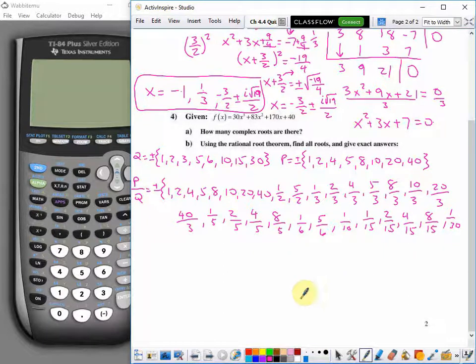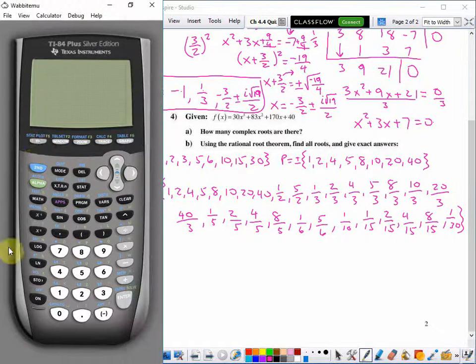1/30, 2/30 is 1/15, 4/30 is 2/15, 5/30 is 1/6. 8/30 would be 4/15. 10/30 is 1/3. 20/30 is 2/3. 40/30 is 4/3. So that looks like that is finally the end of our list of P over Q. So now we can finally graph.